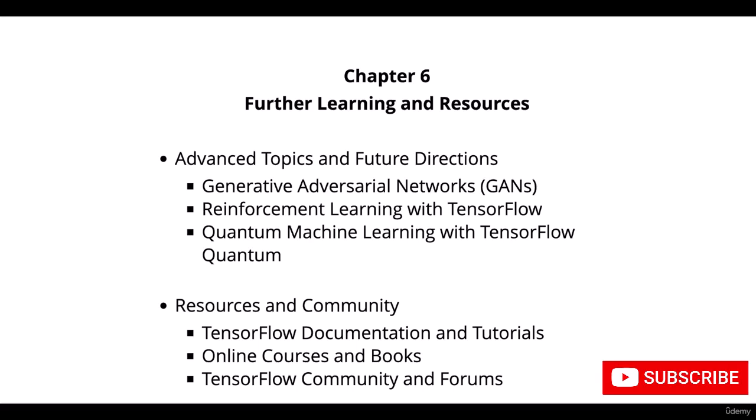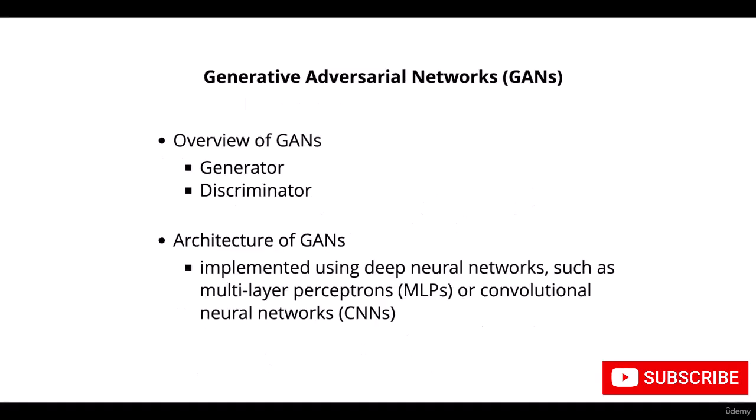The first one is advanced topics and future directions. And in this advanced topics, we're going to first talk about generative adversarial networks, or GANs. Generative adversarial networks are a class of deep learning models introduced by Ian Goodfellow and his colleagues in 2014. GANs consist of two neural networks, the generator and the discriminator, which are trained simultaneously in a competitive manner.